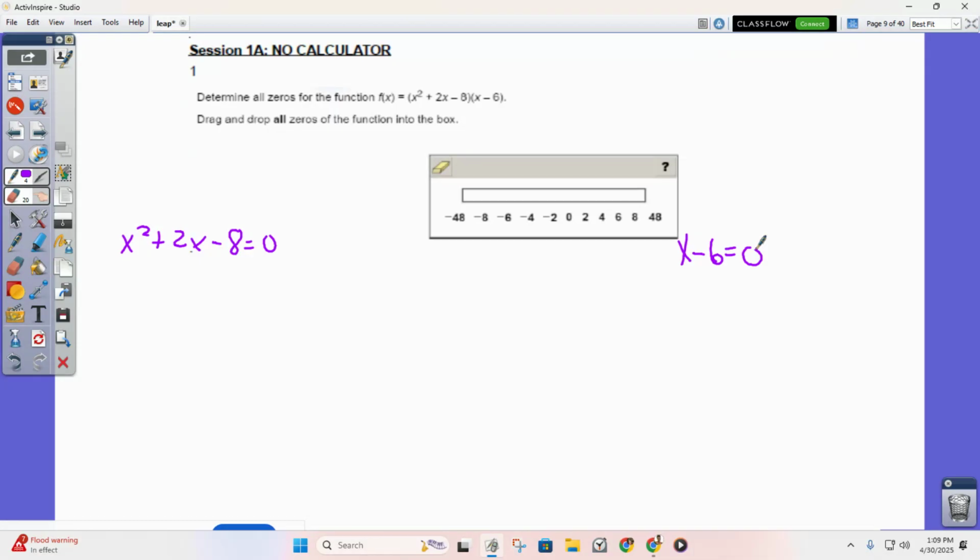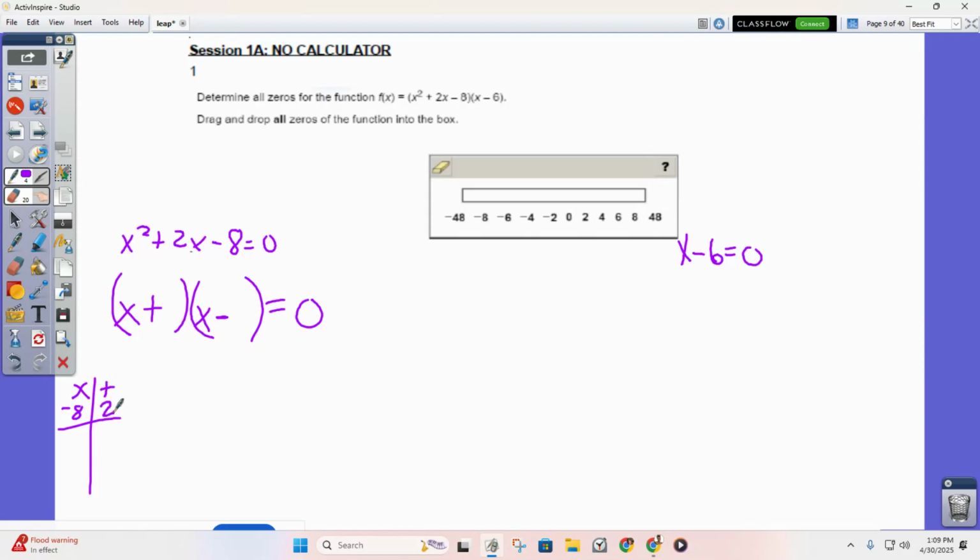This first trinomial needs to be factored into the product of 2 binomials. So in factoring, I know that to get x squared, it's x times x. I know that my last 2 numbers will multiply to -8. That tells me one's positive, one's negative. I need 2 numbers that multiply to -8 and that are going to add to give me a positive 2.